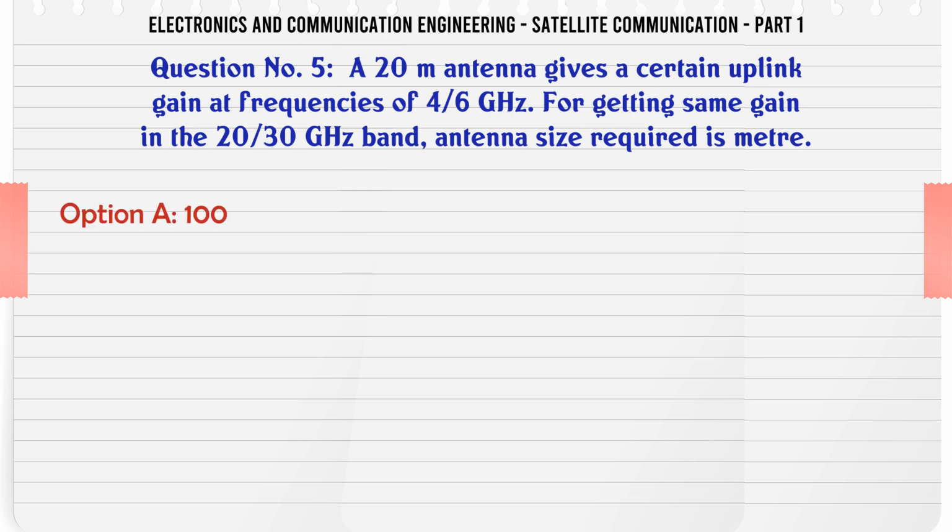A 20 mm antenna gives a certain uplink gain at frequencies of 4-6 GHz. For getting same gain in the 20-30 GHz band, antenna size required is metre. A. 100, B. 4, C. 1, D. 10. The correct answer is 4.